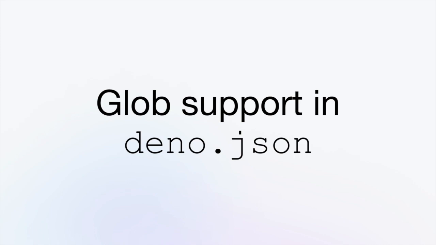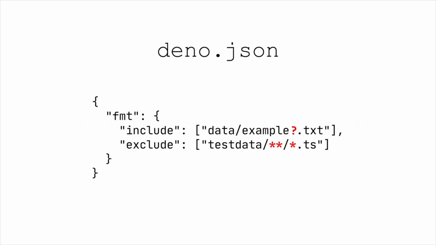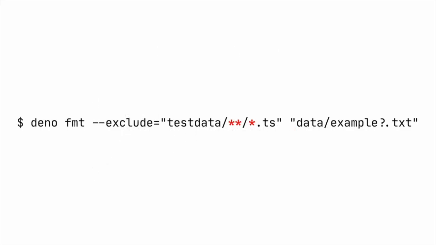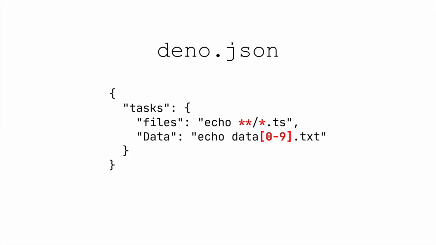Deno.json now supports glob patterns. Simplify your Deno.json config file with glob patterns, which you can also use as CLI arguments, and in Deno task.